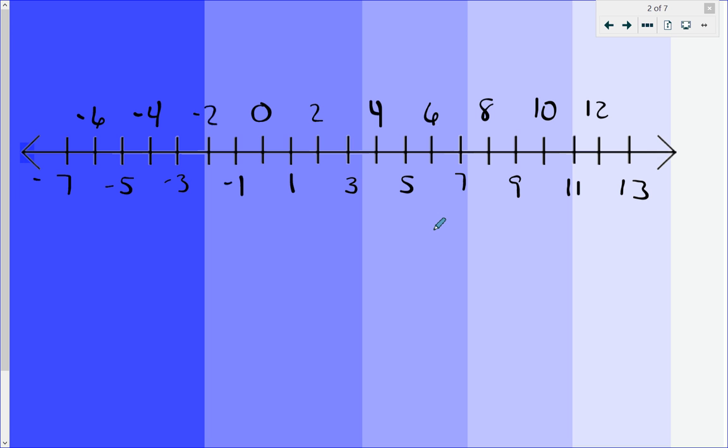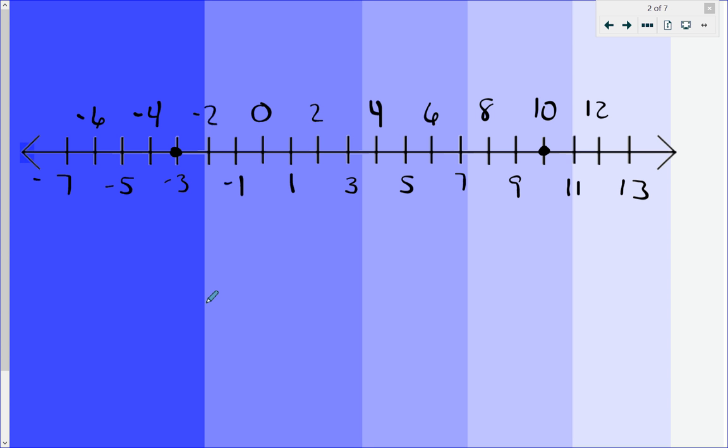Now, if we have a number line like this, we can use that number line to look at negative numbers and positive numbers and find their difference. For example, if I said that it was 10 degrees out this morning, and when I went to bed, it was negative 3. What is the range or the difference between the high and low temperature?